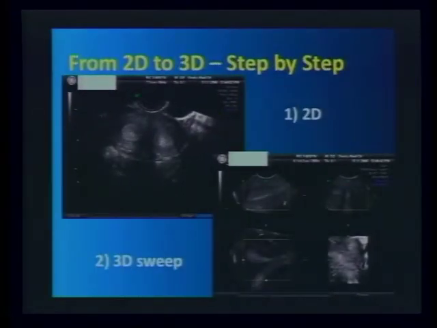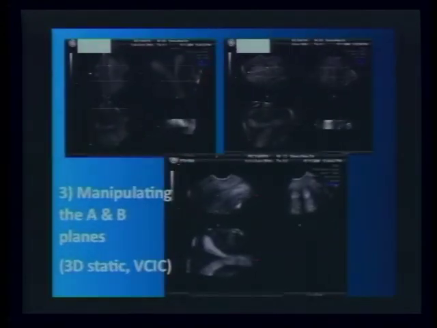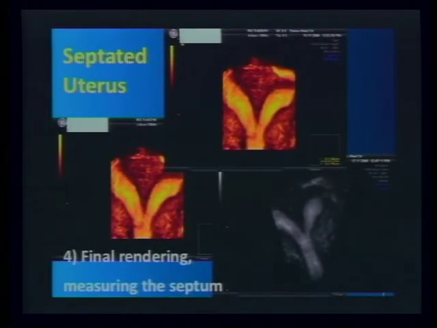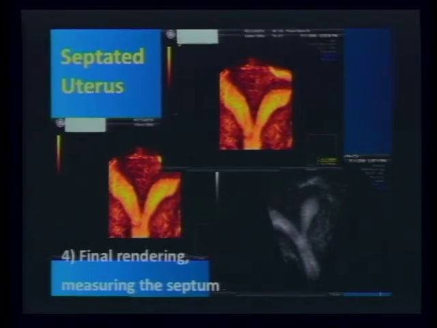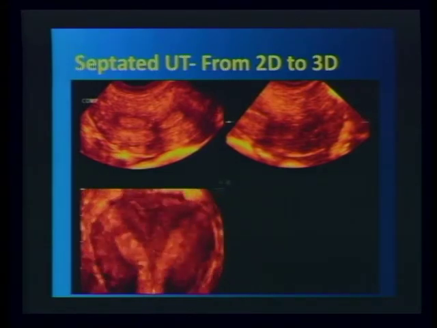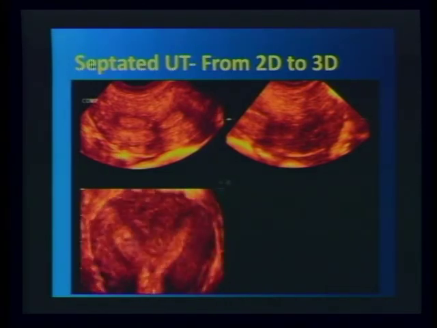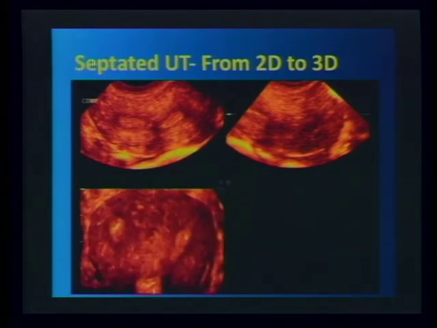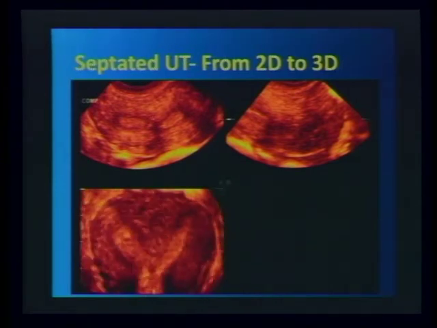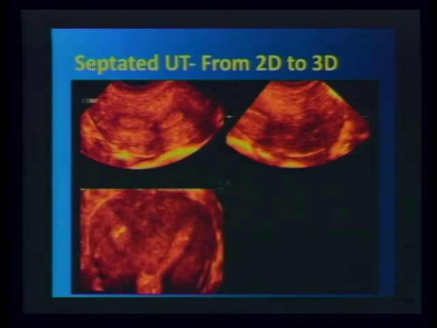So if we go step by step from 2D to 3D, this is the two-dimensional ultrasound. This is the three-dimensional sweep. You can manipulate the A and B planes, and the final rendering is the septated uterus, as you can see here. Here you can see a live demonstration. This is the axial plane. You can see two cavities. You can't differentiate if this is septated or bicornuate, but here you can see that the fundus is intact. That's why it is a septated uterus.